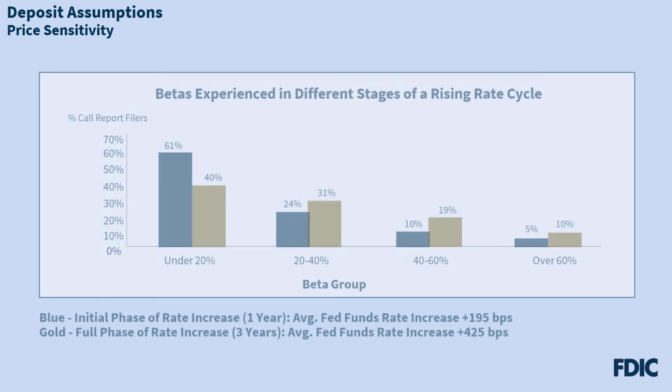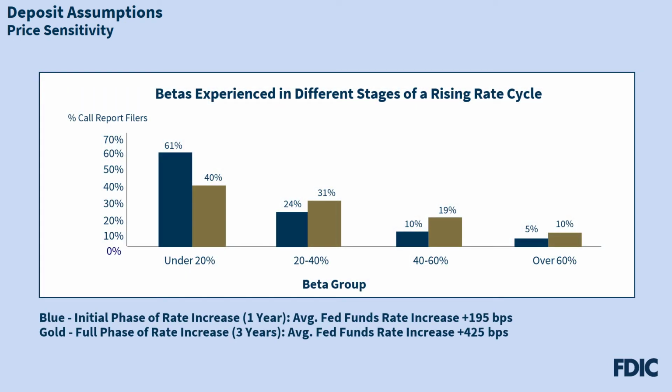Let's take a look at a period when a full rising rate cycle occurred. During the initial phase of the rate increase, which occurred over the course of 1 year, the federal funds rate rose by roughly 200 basis points. During this initial cycle phase, over 60% of the banks were able to maintain a beta of under 20% for money market deposit accounts and savings accounts, and relatively few banks had a beta over 40%. However, as we look at the full spectrum of the rate cycle, which occurred over the course of 3 years, 60% of banks experienced betas above 20%, due in part to their efforts to maintain deposit balances.